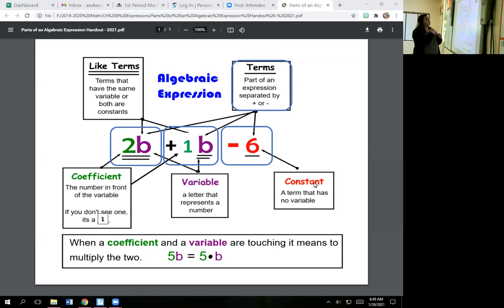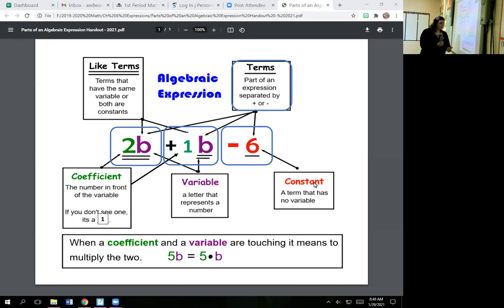All right, we're going to talk about parts of an expression. So I had you print this, or we actually wrote this out a couple of days prior. And this is an example of an algebraic expression. Holy moly, there's a lot going on, right? The first thing I want to tell you is that the three boxes are terms.